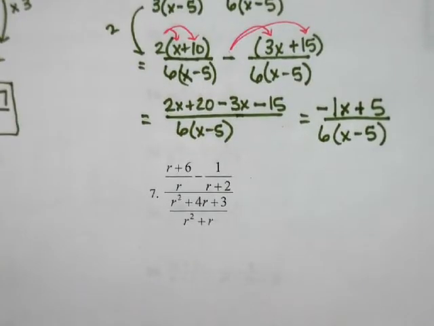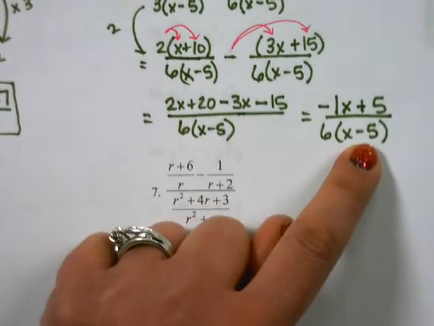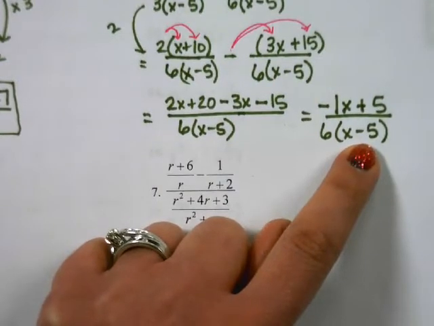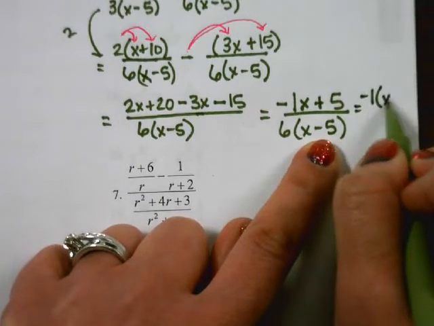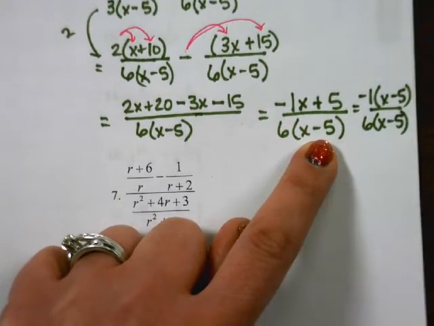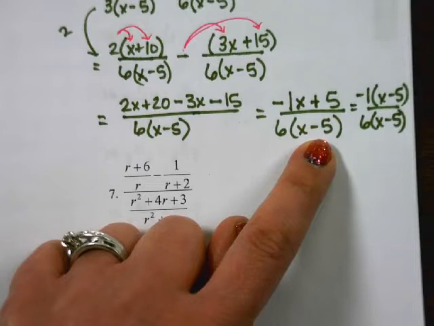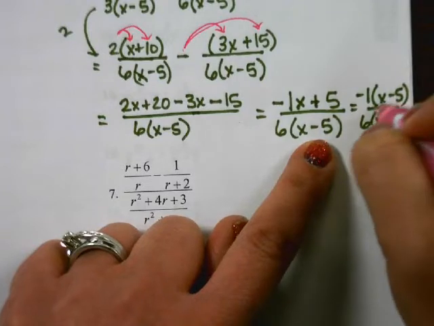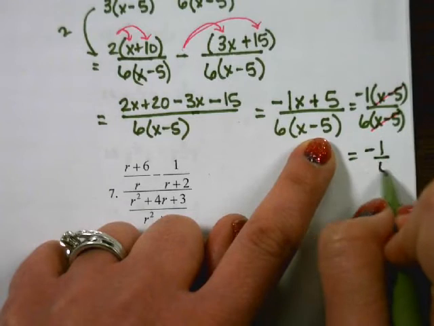What do you see there? Take out a negative, right? Negative 1x plus 5 is the opposite of x − 5. Okay, so let's factor out a negative 1. Now they have a common factor of x − 5, so this reduces to just negative 1/6.